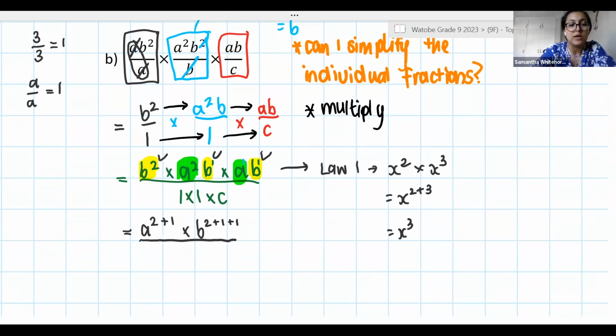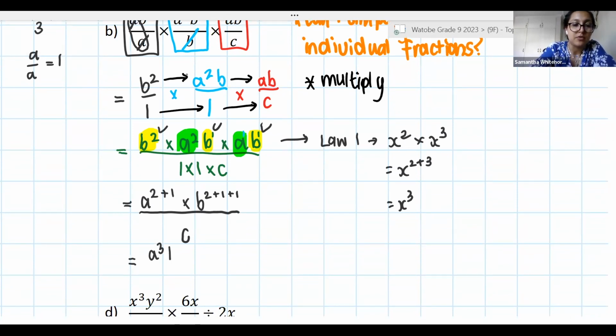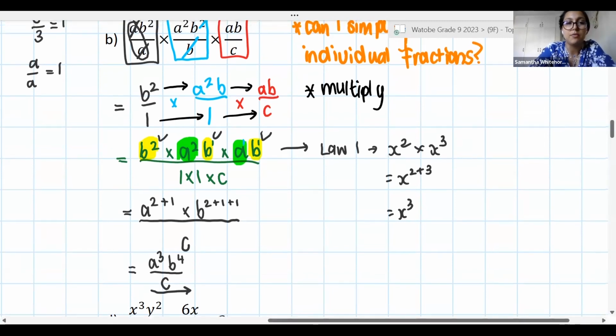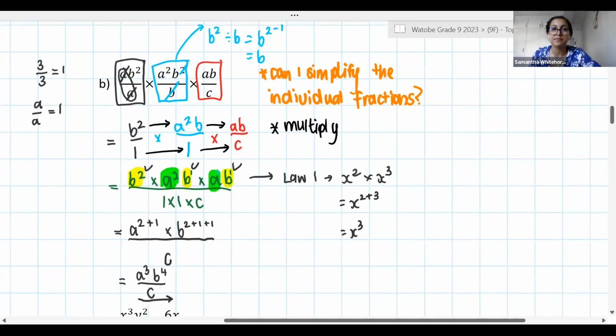In the denominator, we know 1 times 1 is 1. And so what we actually have in my denominator is c. Now I can simplify my exponents. We know that 2 plus 1 for the exponent of a is 3. And for the exponent of b, 2 plus 1 plus 1, I think I said too many ones there, is an exponent of 4, all over c. I have no like bases. I've got no bases that are the same, which means that I cannot simplify any further. And so I have simplified this whole expression.